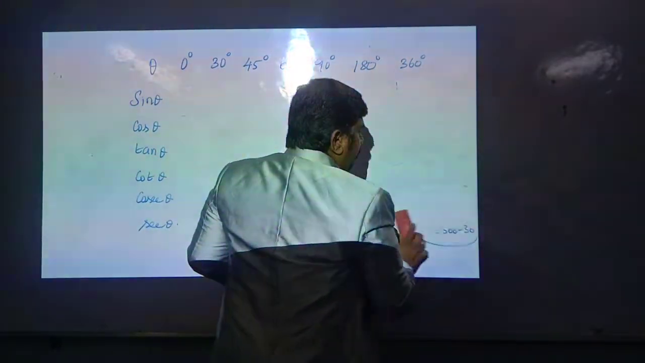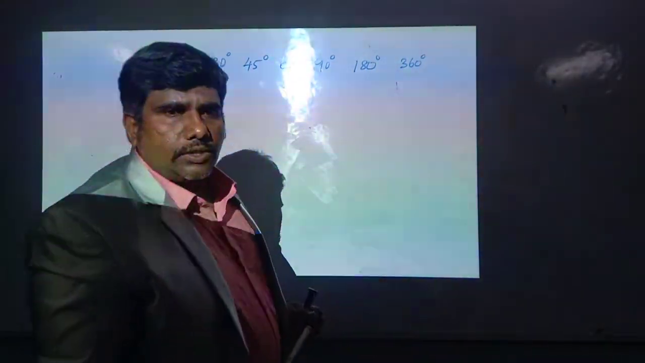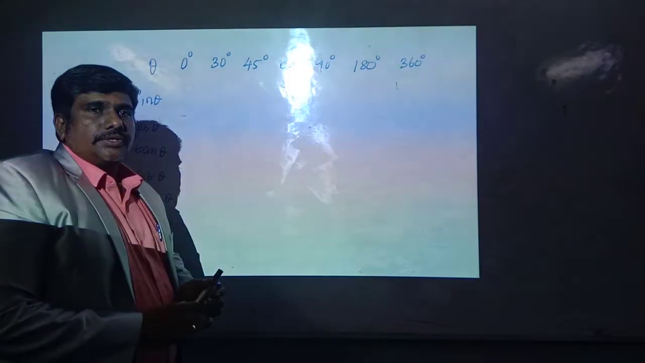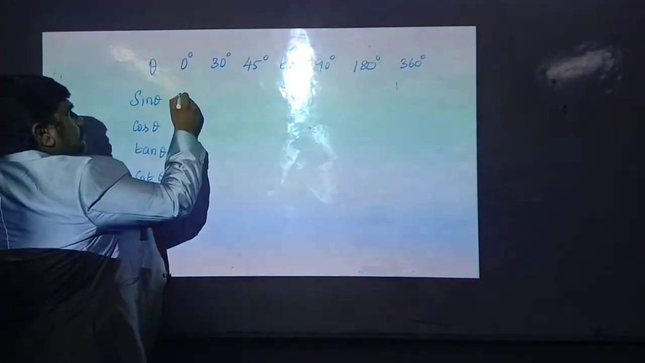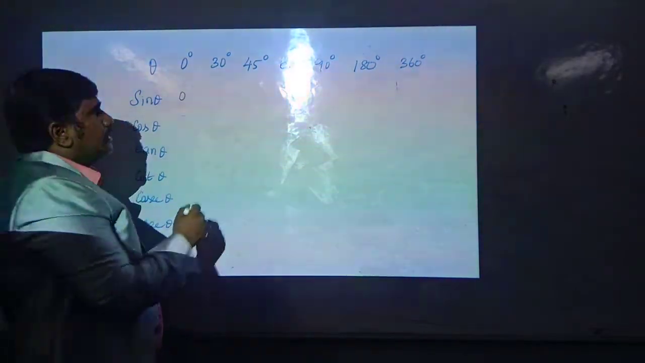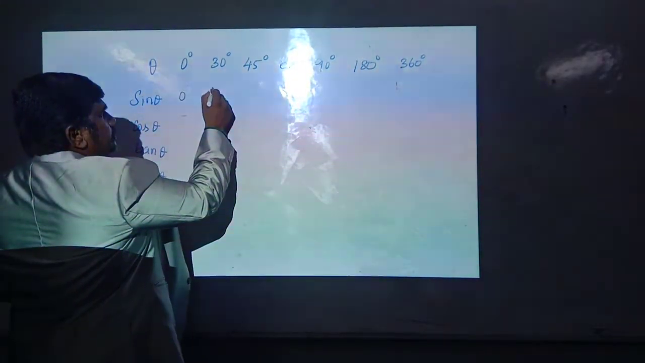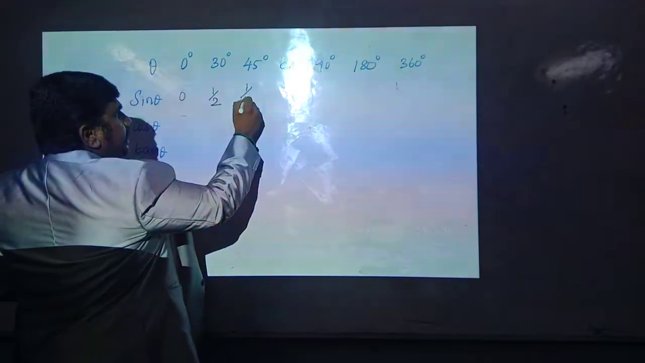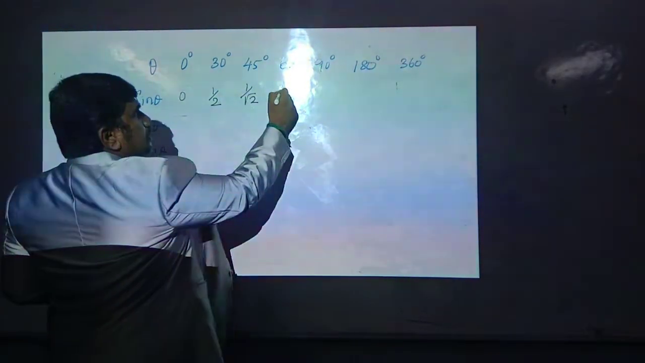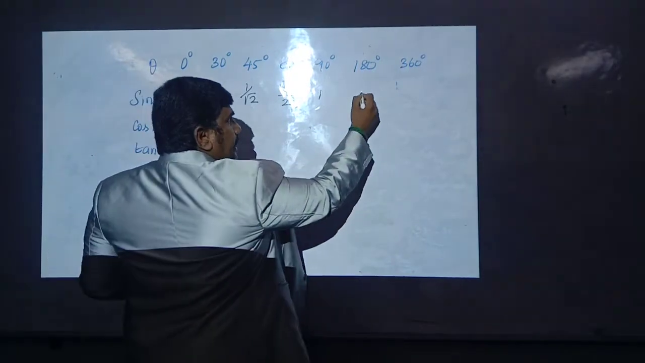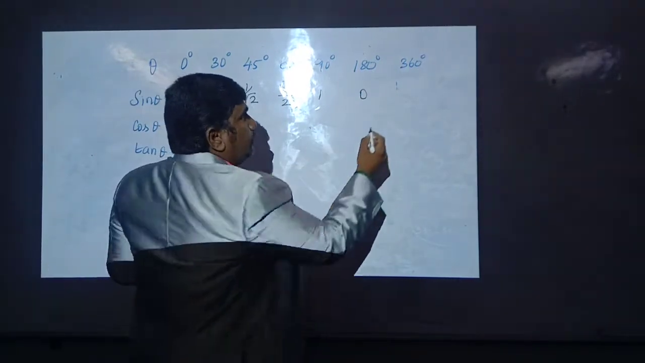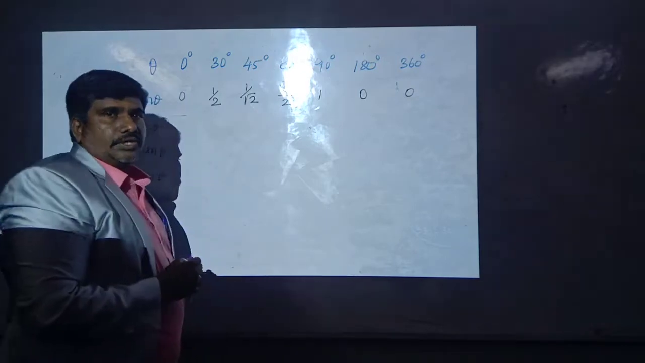Now, our aim is to remember the values of these trigonometric ratios, at least for these angles. Here sine 0 is 0, sine 30 is 1 by 2, sine 45 is 1 by root 2, sine 60 is root 3 by 2, sine 90 is 1, and sine 180 becomes again 0, and sine 360 also 0.